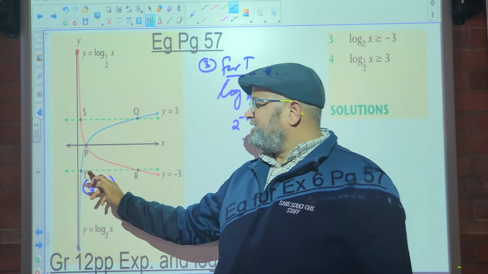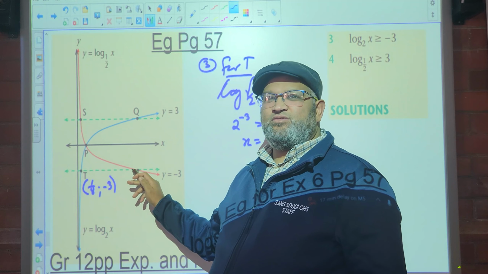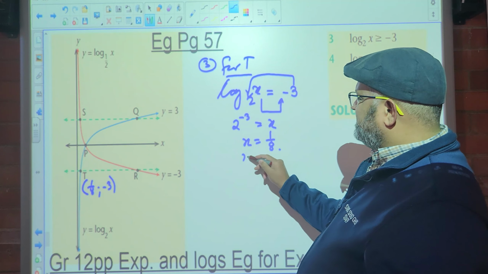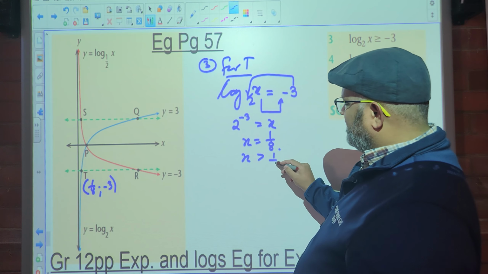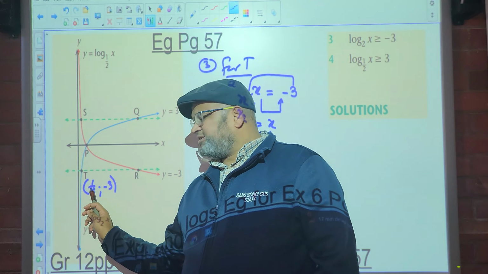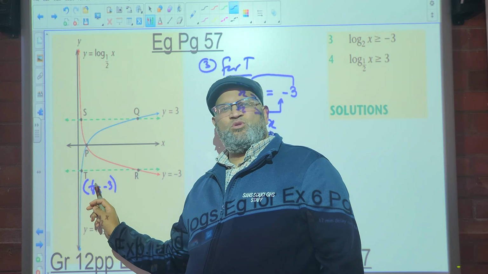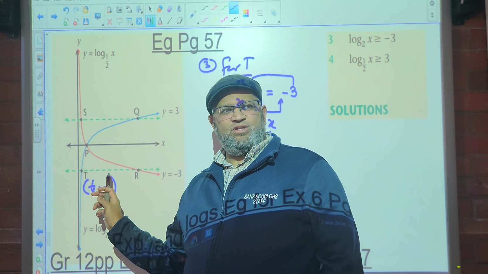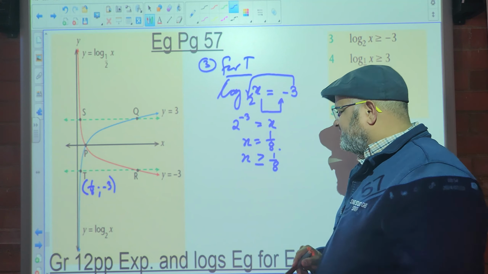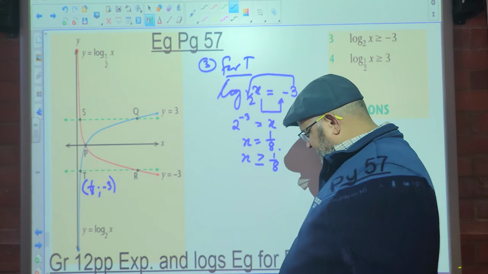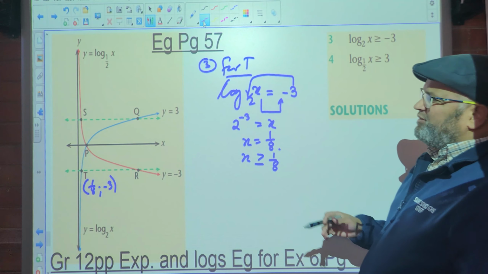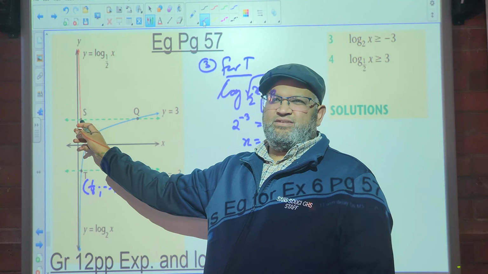So we said it must be more than this x value. Not so? So in other words, x must be more than 1/8. Could it be equal at the y at negative 3, at 1/8? Yes, because it is equal to negative 3 at that point. So it's going to be equal. So x has to be greater than or equal to 1/8. And then lastly, for S, now we can see S is going to be 1/8.